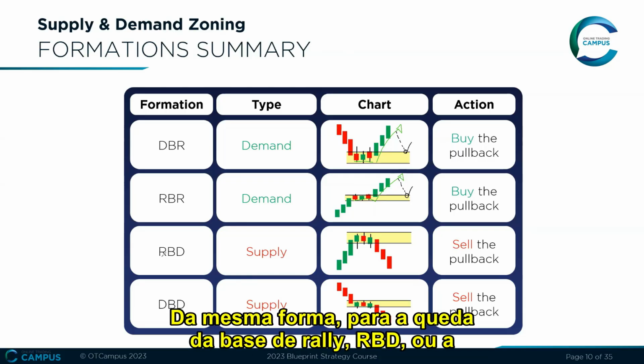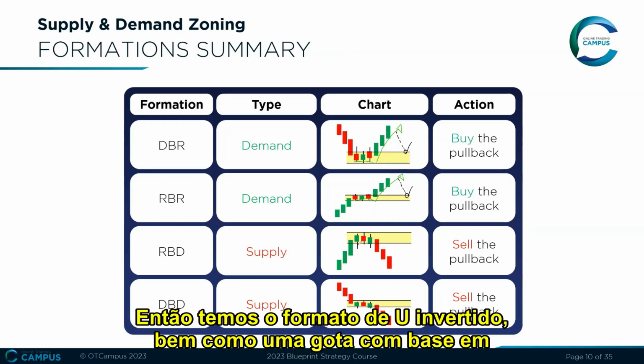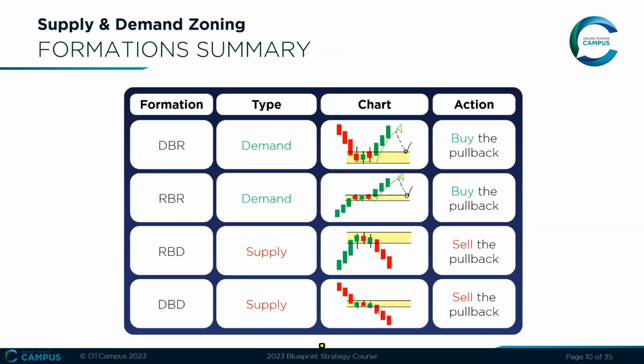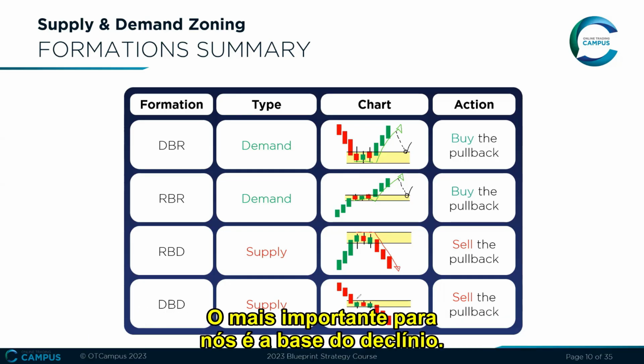Likewise, for the rally-based drop, RBD, or the drop-based drop, DBD, those are both supply zones. So we have the inverted U-shape as well as a drop-based drop. What's most important to us is the base and the decline out of the base. Again, balanced state to an imbalanced state. Here again, what's most important to us is the base to the decline.